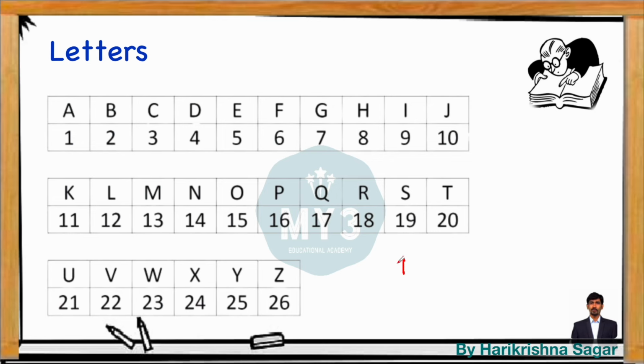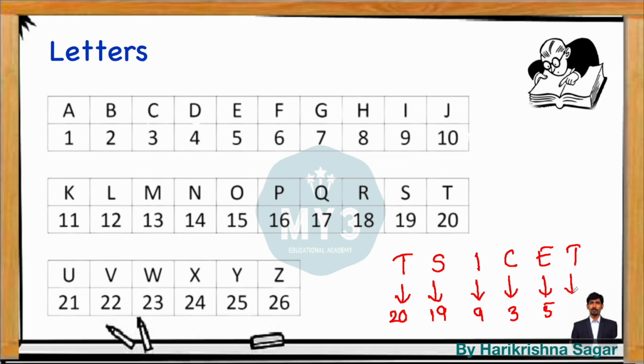See, for example, you have TS ICET. How can we write TS ICET in terms of numbers? So T is nothing but 20, S is nothing but 19, I is 9, and C is 3, and E is 5, and T is 20. This is the skill which I am expecting from your end. That means as soon as you see any alphabets, you should be telling that in numbers, and vice versa, numbers in alphabets.